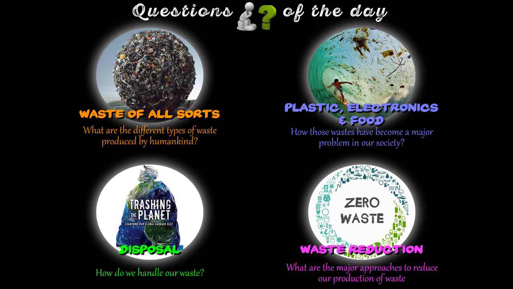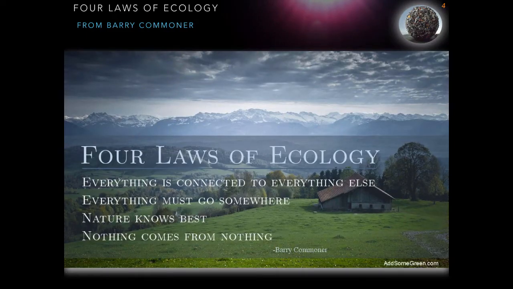So let's talk about the first point now and go into the different kinds of waste we are making. Before even speaking about waste, we already talked about environmental science and the planet as an interdisciplinary science and interconnected systems, where everything tends to be connected together. This principle is defined in the 4 laws of ecology, summarized by Barry Commoner: everything is connected to everything else, everything must go somewhere, nature knows best, and nothing comes from nothing.